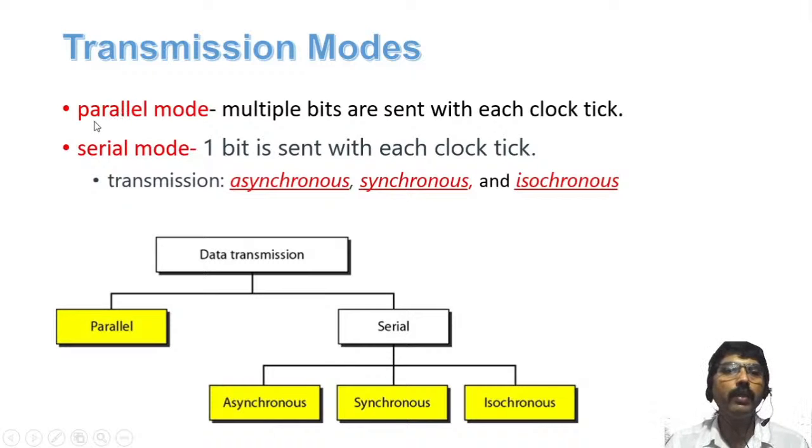The first one is called parallel mode, in which you can send each group at a time. In serial mode, we are sending data bit by bit, that is one bit at a time. At one clock tick, one bit will be sent. Here at one clock tick, we are sending a group of bits. In serial mode, there are three types of technique. One is called asynchronous, second one is synchronous, and last one is called isochronous. These are the different transmission modes.